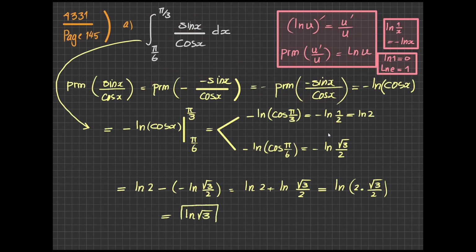Maybe in the answer sheet they have written this answer, or maybe they have written 1 over 2 ln of 3. They wrote both. They can write one more, ln of 3 over 2. Yes, all of them are correct. Anyway, it doesn't matter. Okay, so that was a good question.